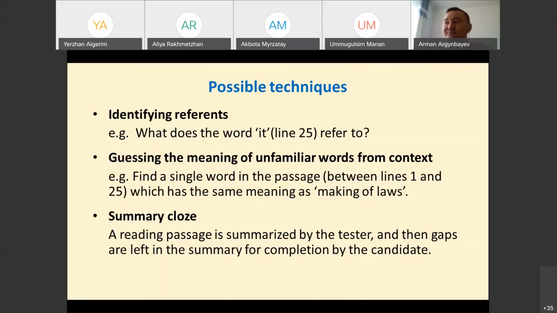So a reading passage is summarized not by the student, but by the tester. And some words are left. There are gaps. And students must read the text and read the summary and complete the summary using the text. This is another technique.